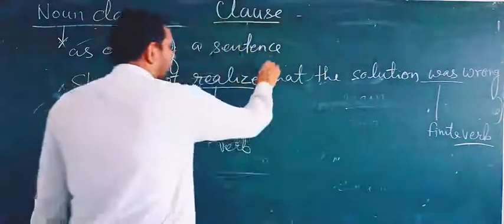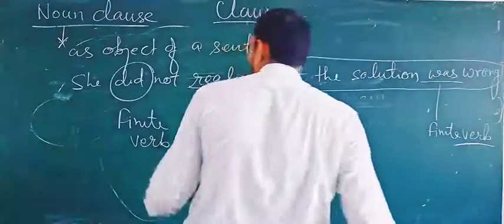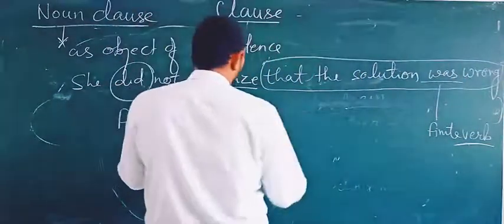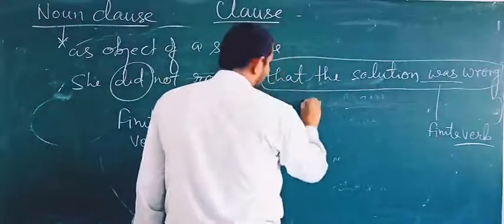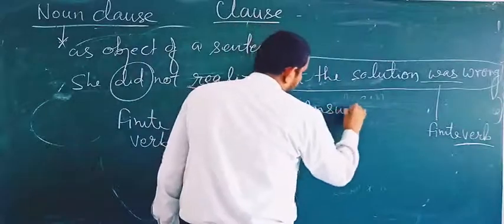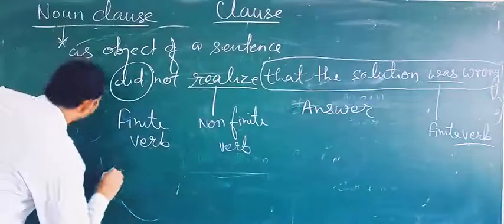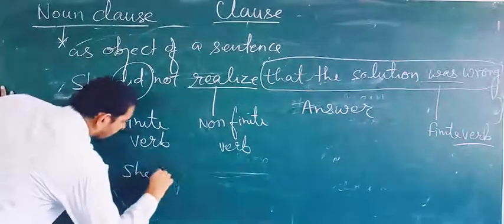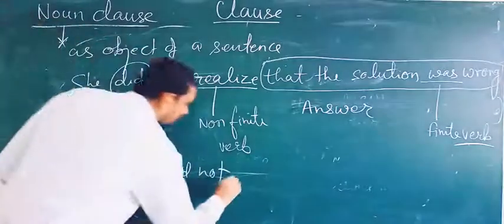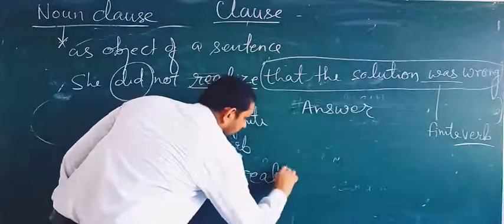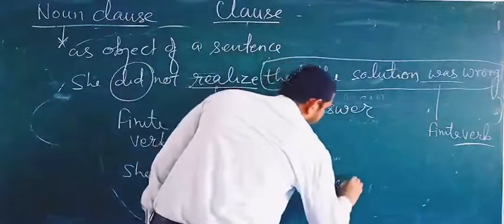You can replace all these things. For example, she did not realize the question, the answer. You can write this. Okay, I just write here: she did not realize the answer.